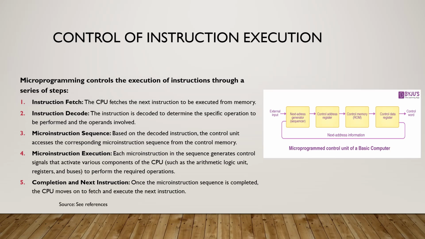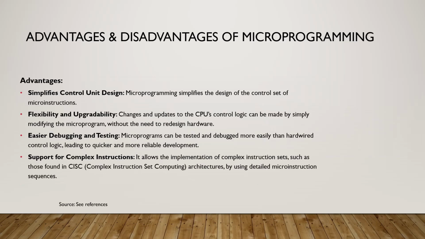Number 3, microinstruction sequence. Based on the decoded instruction, the control unit accesses the corresponding microinstruction sequence from the control memory. Number 4, execution. Each microinstruction in the sequence generates control signals that activate various components of the CPU to perform the required operations. And finally, completion and next instruction. Once the microinstruction sequence is completed, the CPU moves on to fetch and execute the next instruction.